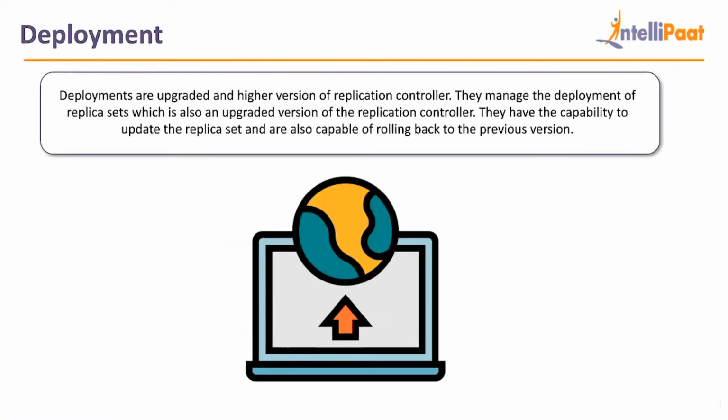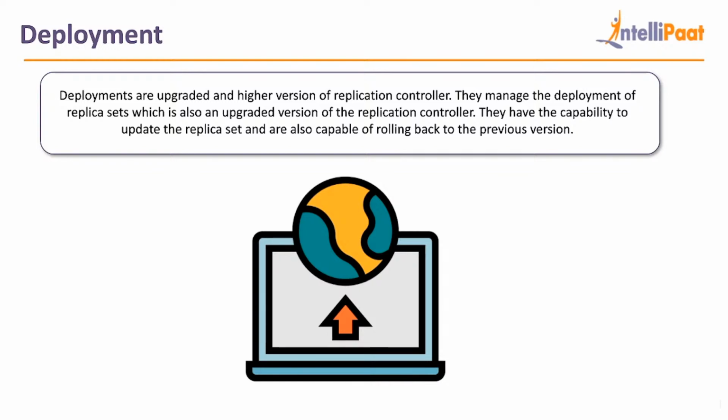Let's move along and talk about the other thing which is very important. You have something called a deployment, which is very, very important in Kubernetes, and we'll be discussing this with the help of a hands-on. So basically deployments are an upgraded, higher version of the replication controller. For those of you that do not know, the replication controller is a concept inside of Kubernetes that helps you create replicas of the pods or application sets, but this is a higher version of that. These manage the deployment of replica sets, which is also the upgraded version of the replication controller, and they have the capability to update the replica sets and are also capable of rolling back to the previous version.